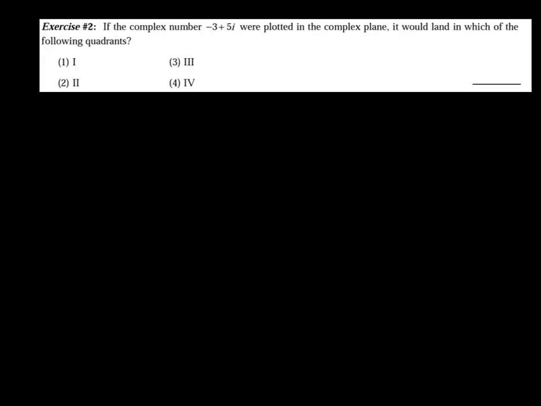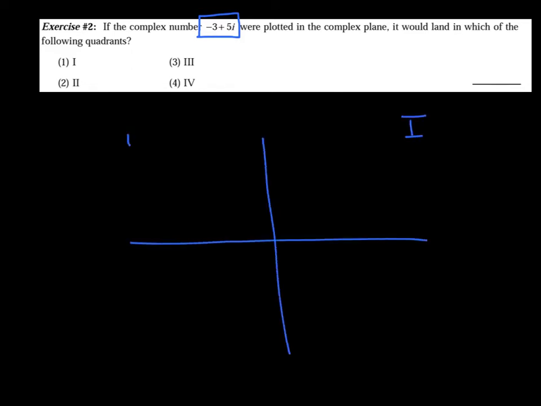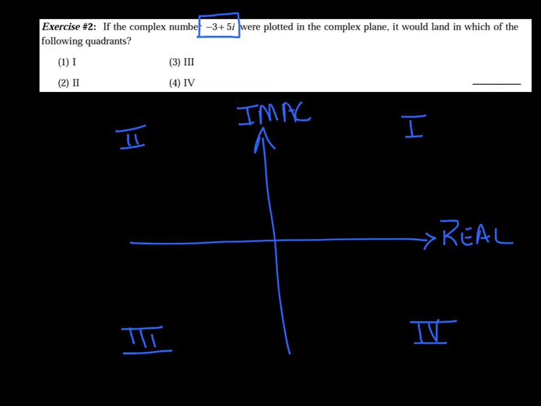Here's a very typical Regents style question, and they're going to ask if we did graph the complex number negative 3 plus 5i, what quadrant would it fall in? So just review, our quadrants are 1, 2 here, 3 here, we're just going counterclockwise. And the x-axis represents all of our real numbers. Our y-axis represents all of our imaginary numbers, so we've kind of set the stage, so to speak.